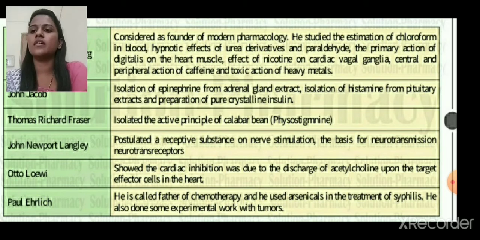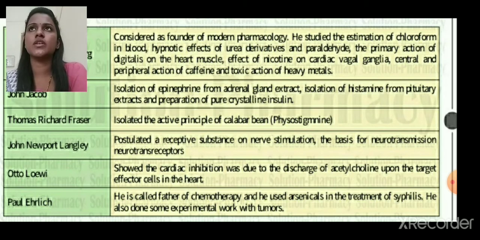Okay, and the last scientist is Paul Ehrlich. Paul Ehrlich, he is called father of chemotherapy, and he used the arsenical in the treatment of syphilis. He also did some experimental work on the tumors. That's why he is called father of chemotherapy. Okay, so Paul Ehrlich is called as the father of chemotherapy.